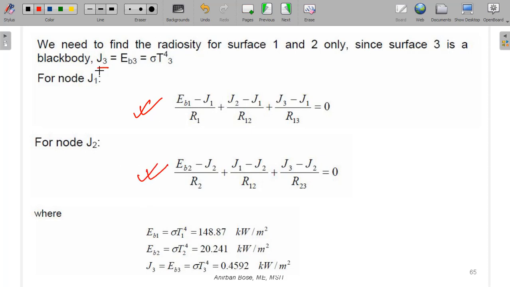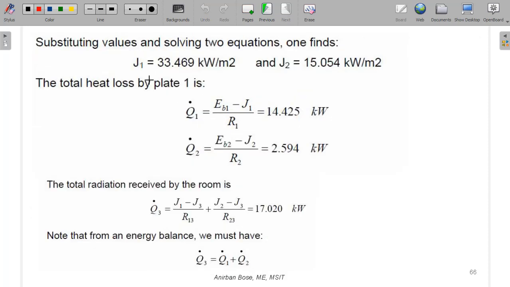You see that J3 is the same as EB3, which is sigma T to the power 4. If you solve it, you will get the value of J3, which is known. Basically, you have to solve for J1 and J2. Once J1 and J2 are solved, you can easily find out Q1 and Q2 in watts. Okay, so this is what is done.